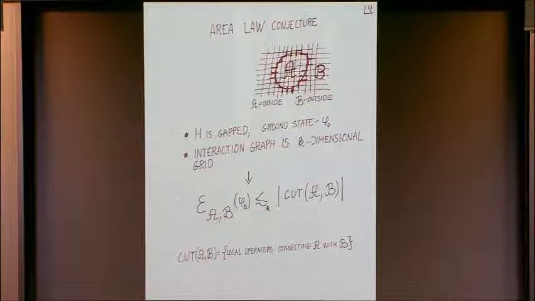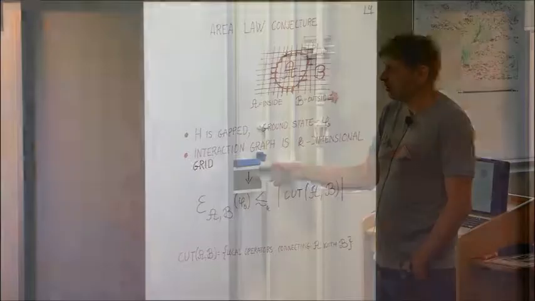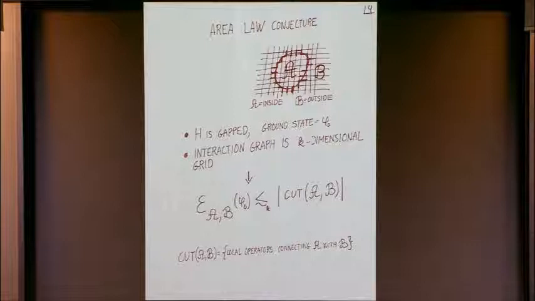The area law says that if you have a local Hamiltonian acting on this tensor product space, namely the product of all the locals, but now I am clumping together those that are inside a region, and I am clumping those components together that are outside the region, then I can ask: what is the entanglement going across the boundary?